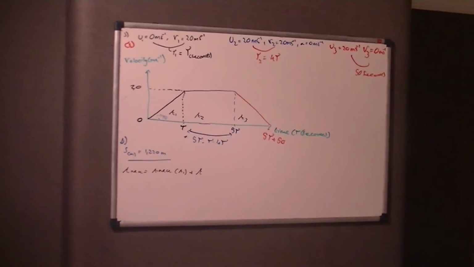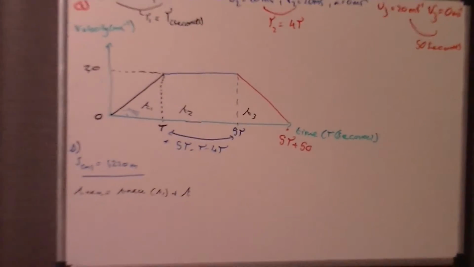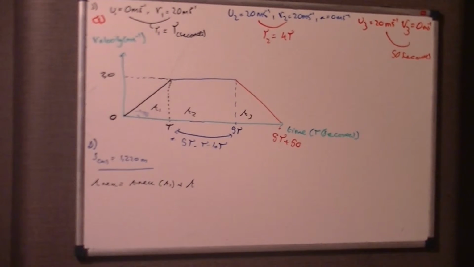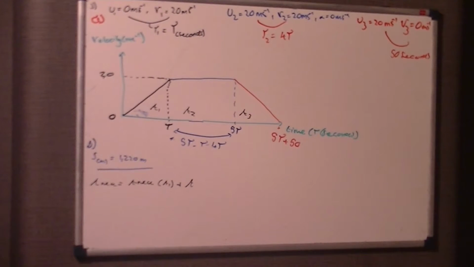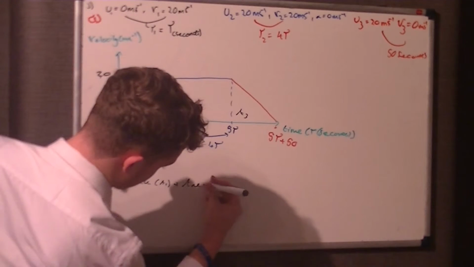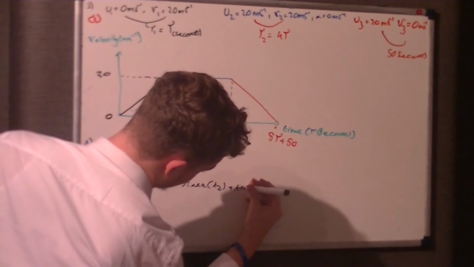So what you do is you write total area equals area 1 plus area 2 plus area 3. So that's area 1, A1, plus area 2, A2, plus area 3, A3.